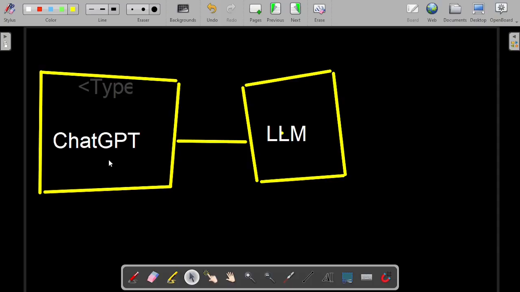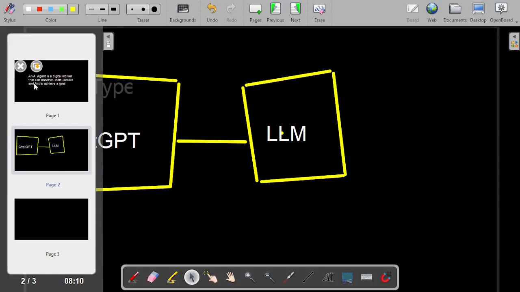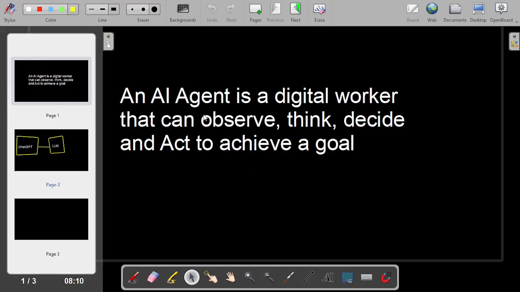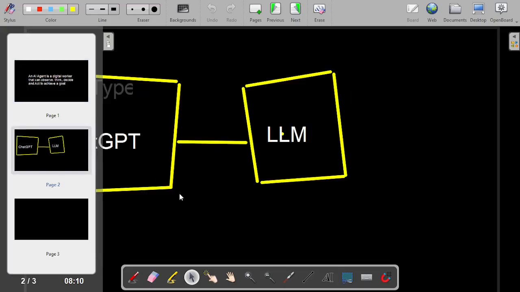Now, with the help of AI agents, we are going to take assistance from AI agents to do the particular task. If you go back to the first definition here, an AI agent is a digital worker that can observe, think, decide, and act to achieve a goal.